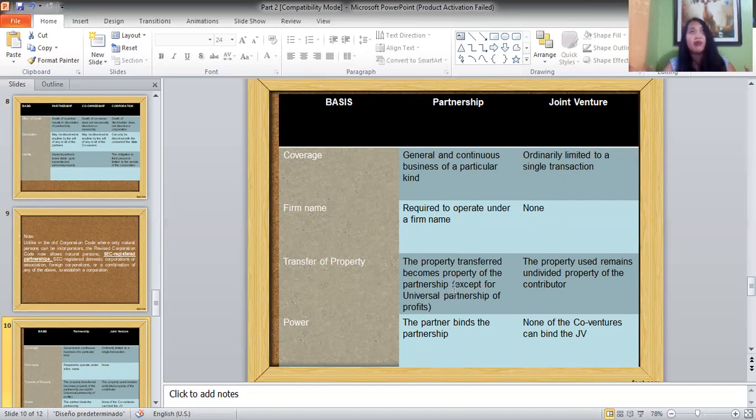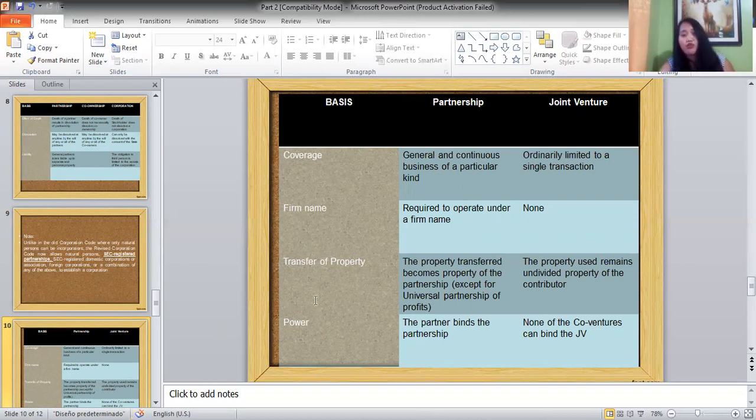But generally, kapag may property contribution ka into the partnership, it becomes the property of the partnership. And therefore, lahat ng partners doon may right doon sa property na yun. Whereas sa joint venture, the property contributed or used remains undivided property of the contributor. So, si A at si B, nag-joint venture sila, nag-contribute si A at si B ng property niya, sa joint venture nila, sila pa rin ang may-ari ng mga property nila. Si A pa rin sa property niya, si B pa rin sa property niya.